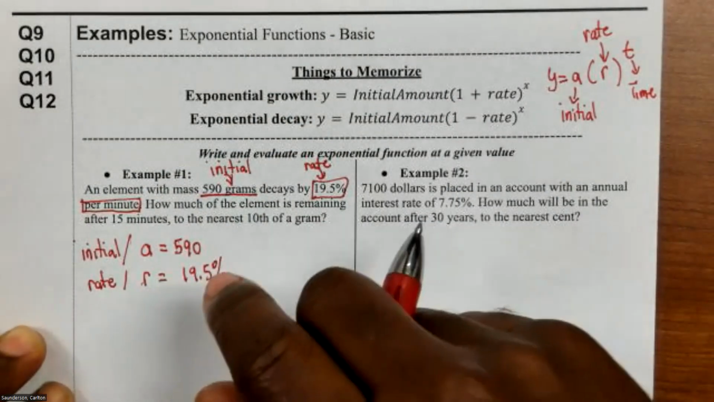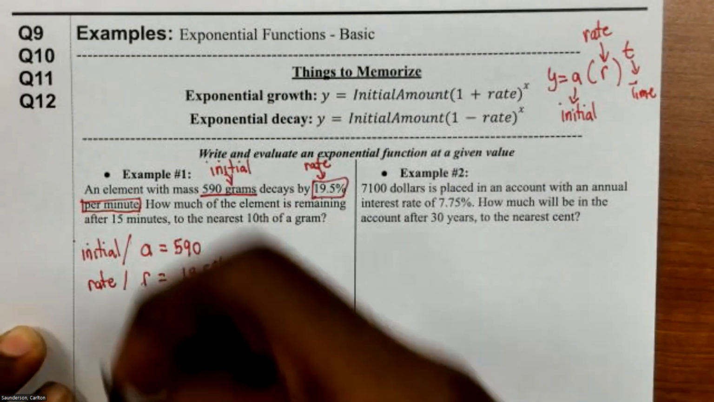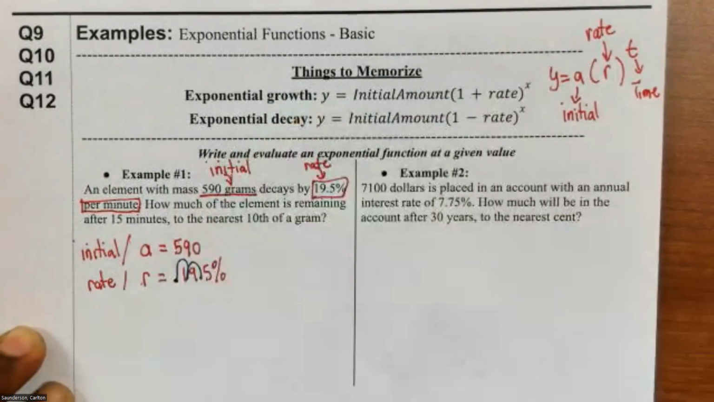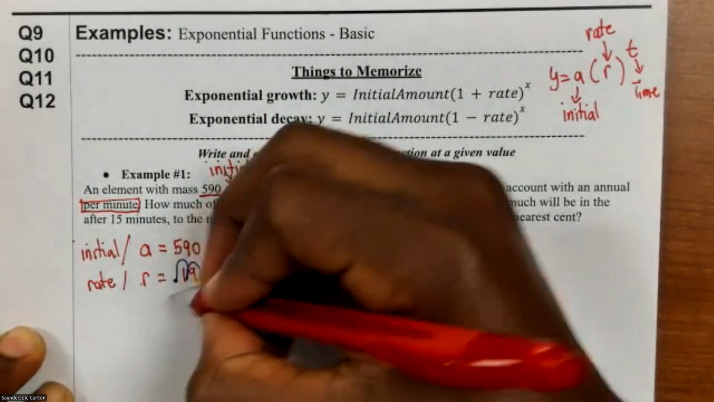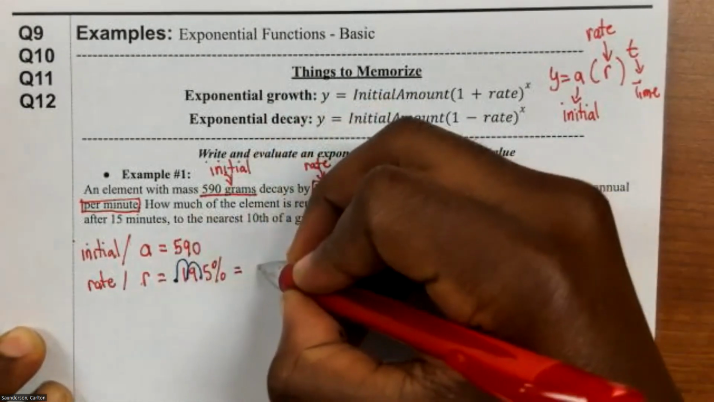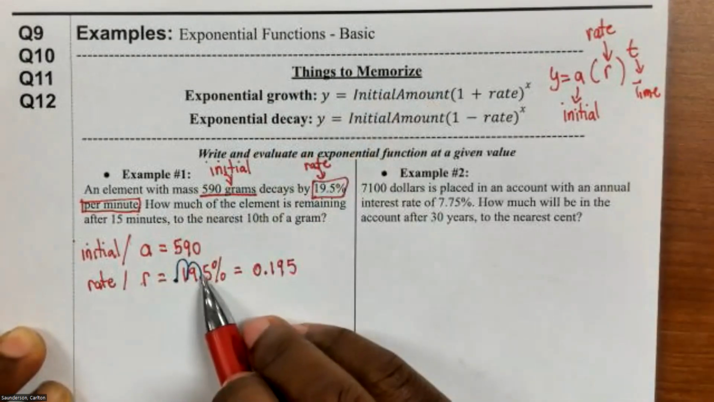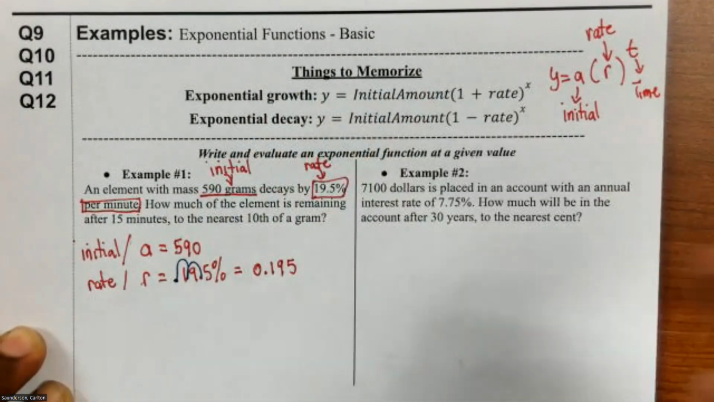So we're going to convert this percentage by moving the decimal point 2 times to the left, like Beyonce. So your rate is actually 0.195. We moved the decimal point 2 times to the left.